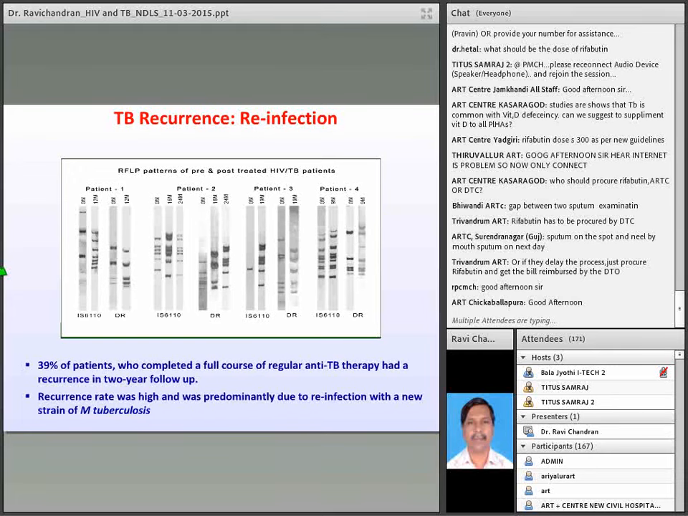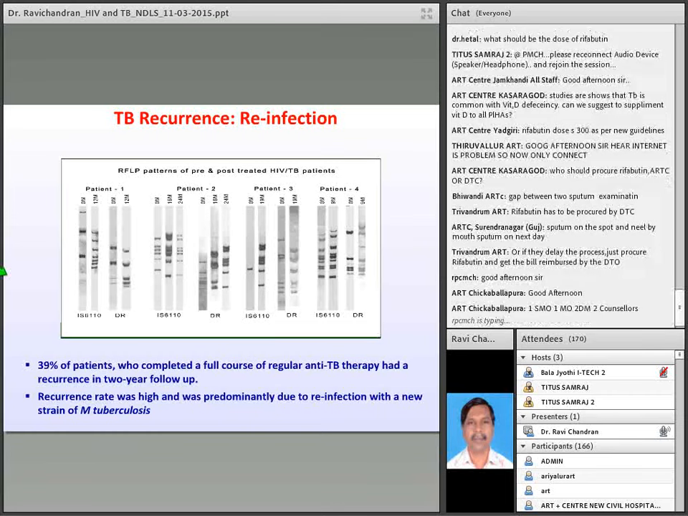Yes. This is the study done by the Tambaram Sanatorium for Tuberculosis. 39% of patients who completed a full course of regular anti-tuberculosis therapy had a recurrence in 2-year follow-up. Recurrence rate was high and was predominantly due to reinfection with a new strain of Mycobacterium tuberculosis.